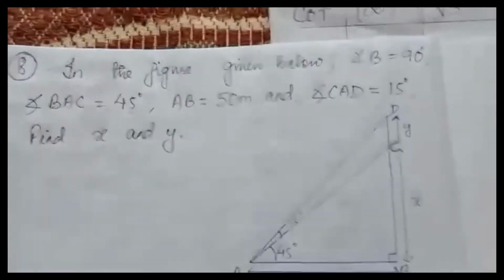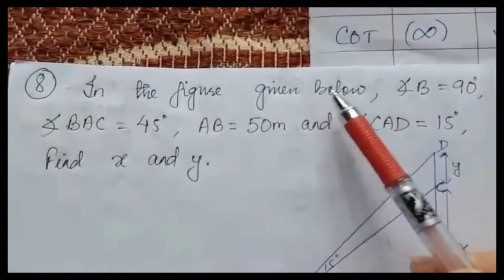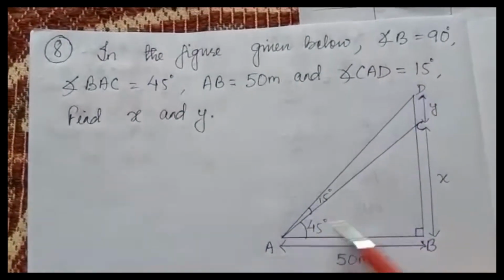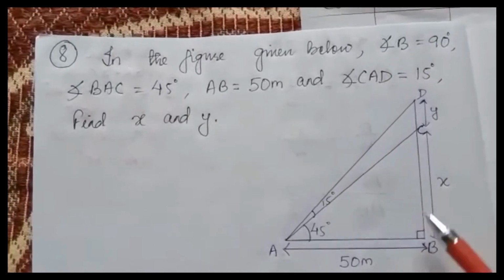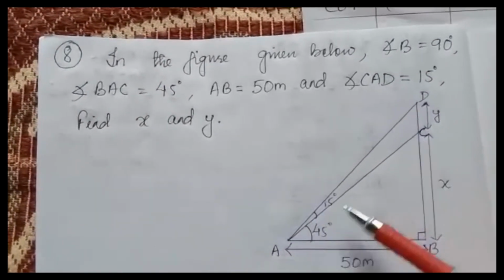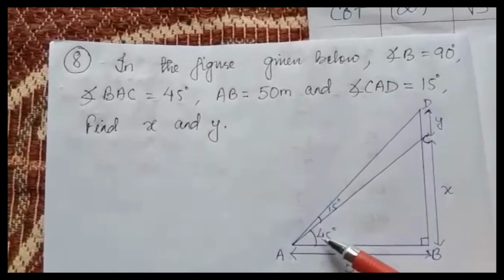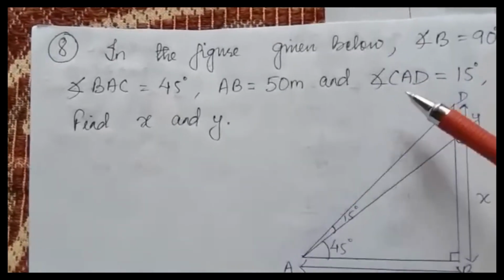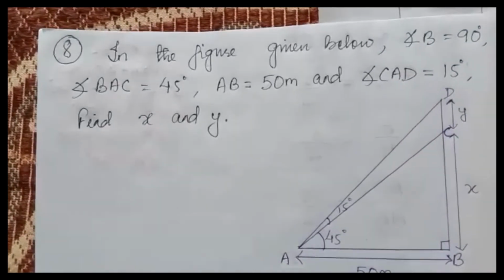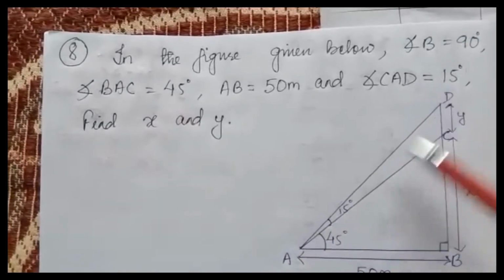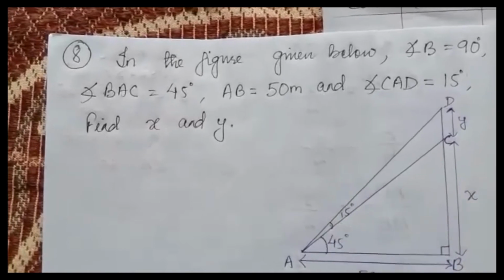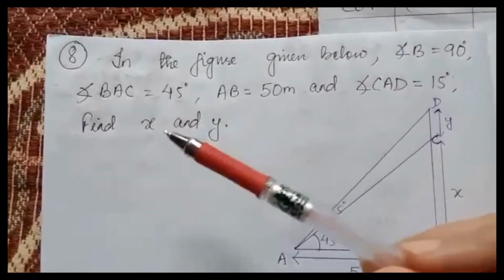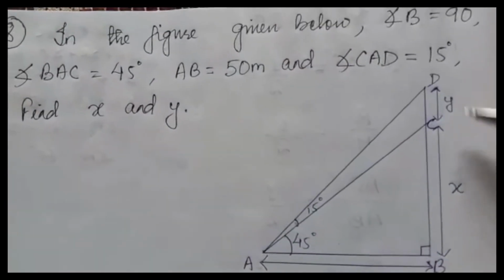Question number 8. In the figure given below, angle B is equal to 90 degrees. In this triangle, angle B is 90, the lower angle BAC is 45 degrees, and AB is given as 50 meters. Angle CAD is 15 degrees, meaning this smaller angle is 15 degrees. So by using all these given conditions, you have to find the values of x and y.